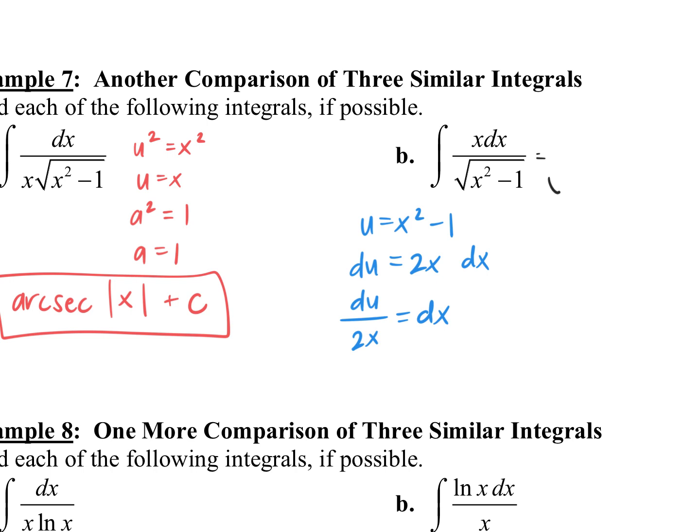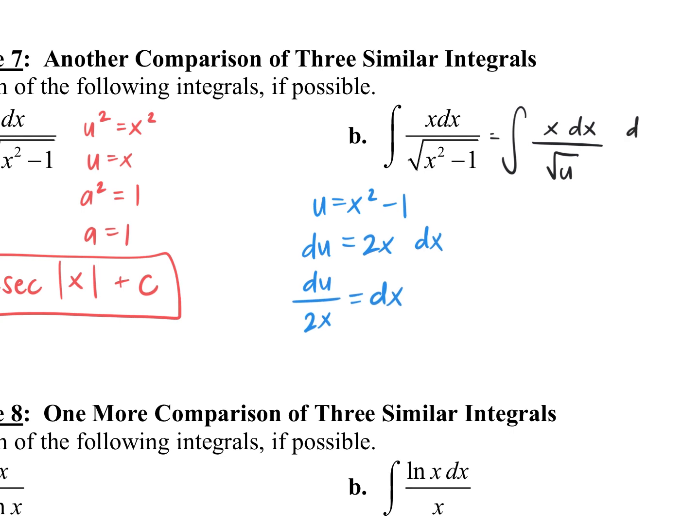I like to rewrite my integral here so that I've got x dx on top, square root of u in the denominator, times my dx, which is du over 2x. What variable is going to cancel out? The x's go away, and I'm just left with the integral of u to the negative 1/2 power times du, which then means, what else do I need in front of my integral? A 1/2, right? Because there's that 2 there.